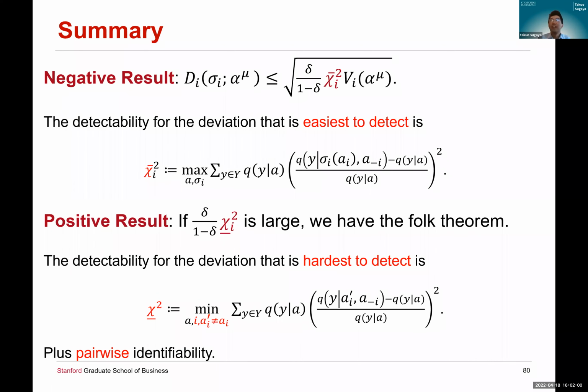So this is a summary. We apply our upper bound to large population games and the frequent action limit, and the convergence rate of equilibrium payoff sets to the folk theorem, and that's it.